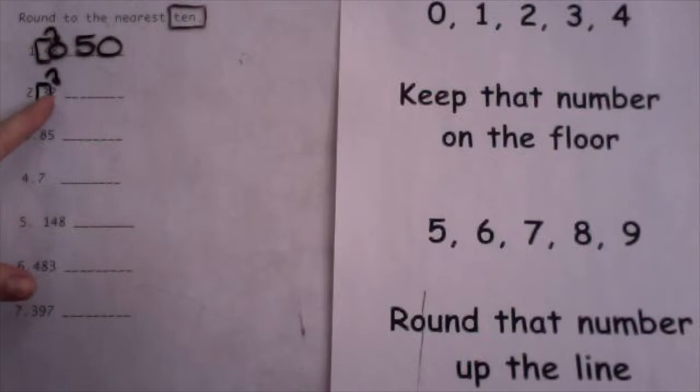0, 1, 2, 3, 4, round that number to the floor. 5, 6, 7, 8, 9, round that number up the line.